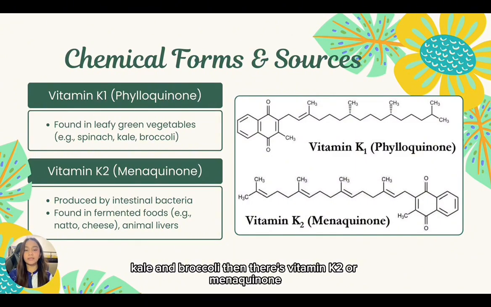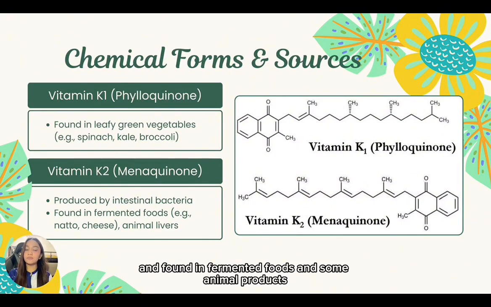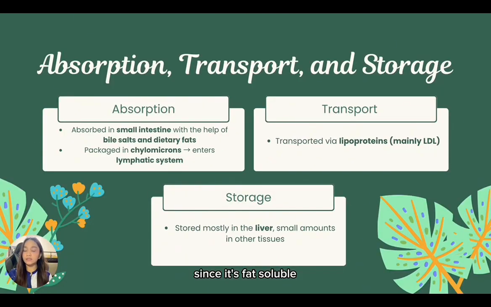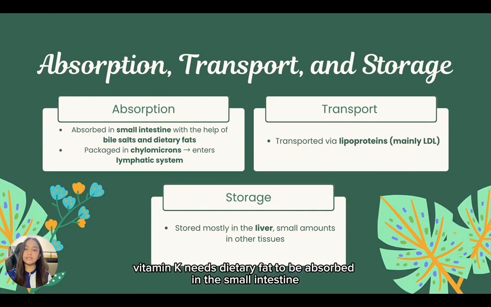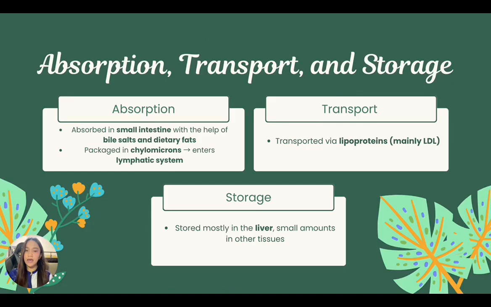Then there's vitamin K2, or menaquinone, which is produced by the bacteria in our gut and found in fermented foods and some animal products. Since it's fat soluble, vitamin K needs dietary fat to be absorbed in the small intestine. Once absorbed, it travels through the lymphatic system in chylomicrons and is mostly stored in the liver.